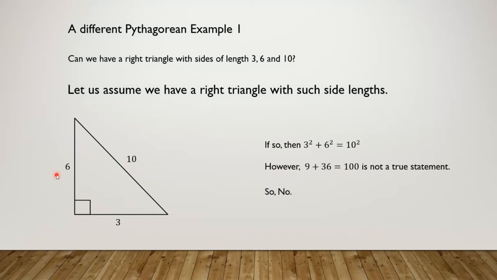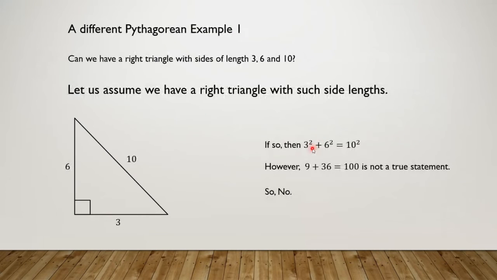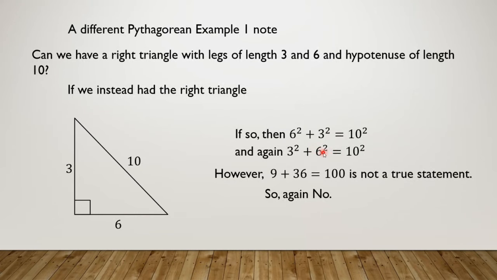Now, if you set up the right triangle this way, again, we can see that Pythagorean's theorem would not hold. If you did happen to interchange the legs, you're still going to get the same conclusion, because you would have 6 squared plus 3 squared, whereas here we had 3 squared plus 6 squared. It's the same conclusion because addition is commutative.